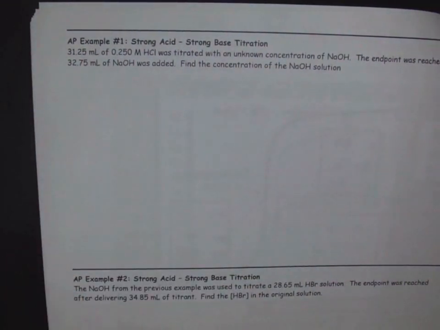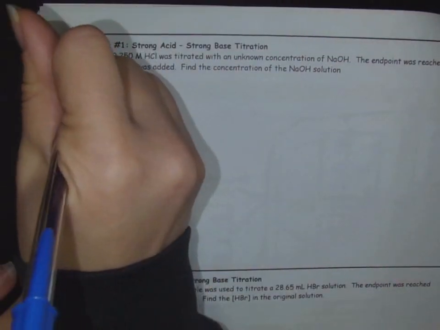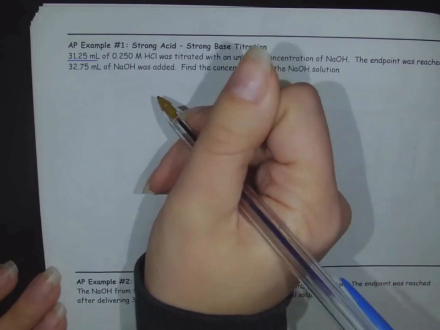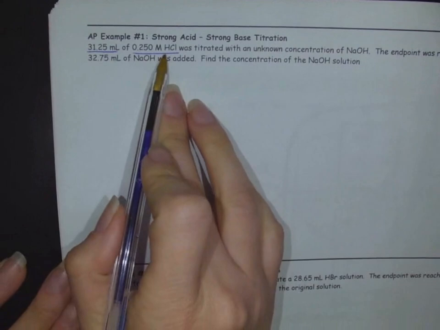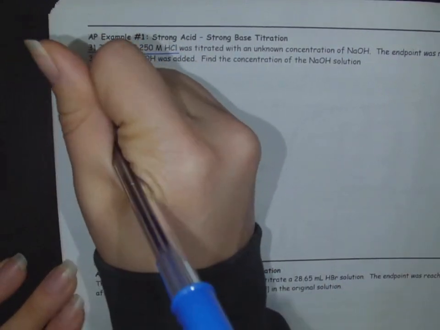So I have 31.25 milliliters, 0.250 molarity hydrochloric acid, HCl. So this is my acid. So my volume of my acid.